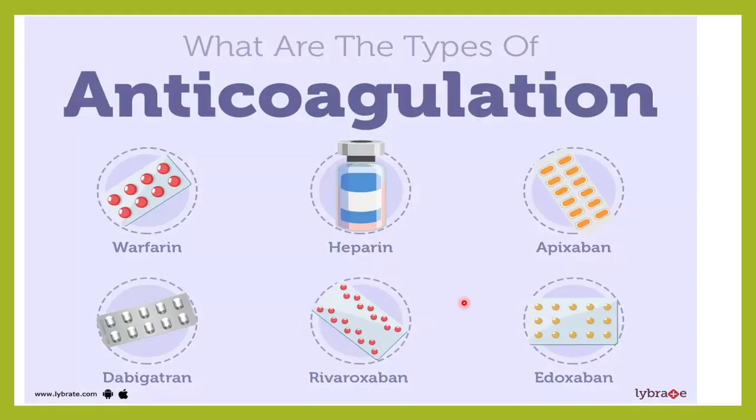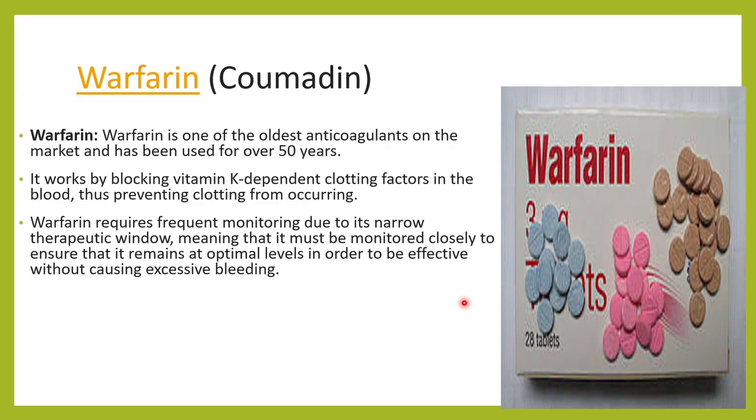So these anticoagulants are usually put on those patients who are at risk of developing clots. Okay, so one of the most common anticoagulants is your warfarin or coumadin. Okay, this is the oldest anticoagulant and it has been used for over 50 years. And how does this warfarin act? It blocks vitamin K. And vitamin K is important for the function of the clotting factors 2, 7, 9, 10. So when they are not there, the clot is not formed properly. Okay, so that is why it will prevent the clotting.